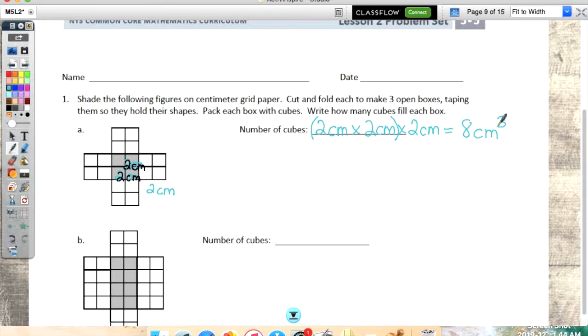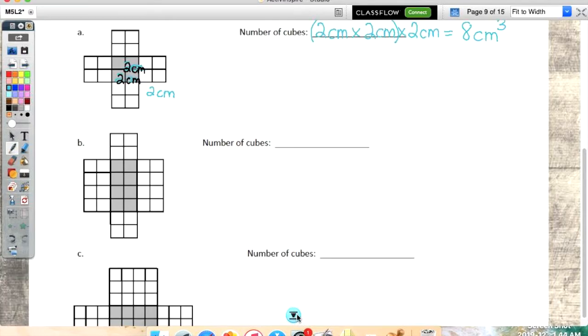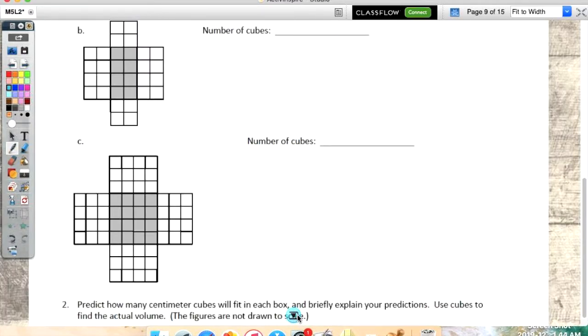So I wanted to remind you how to write the formula for length times width times height, okay? Let's go down. I want you to go ahead and fill figure B from yesterday, and then we'll write a multiplication sentence for that one.